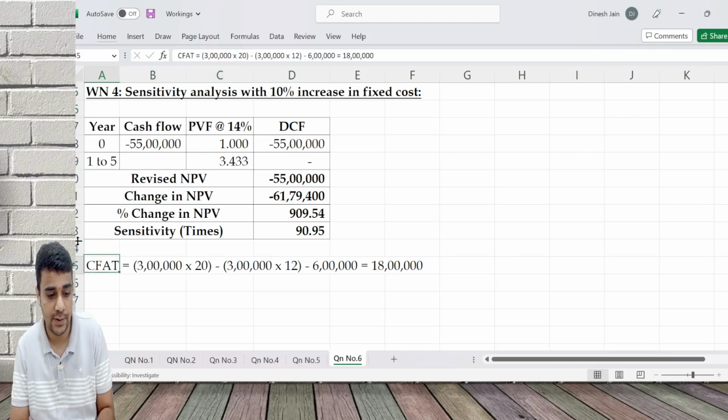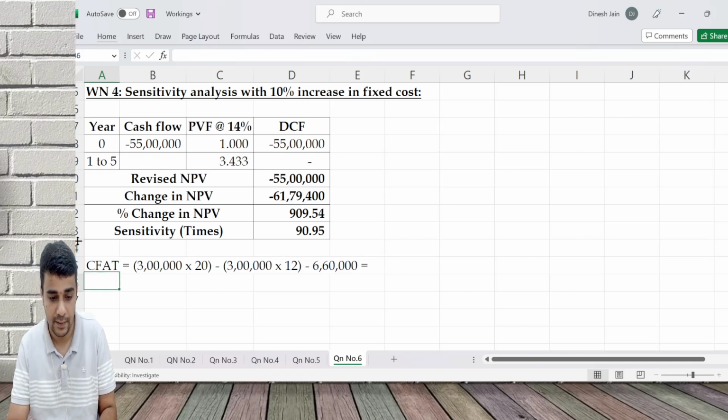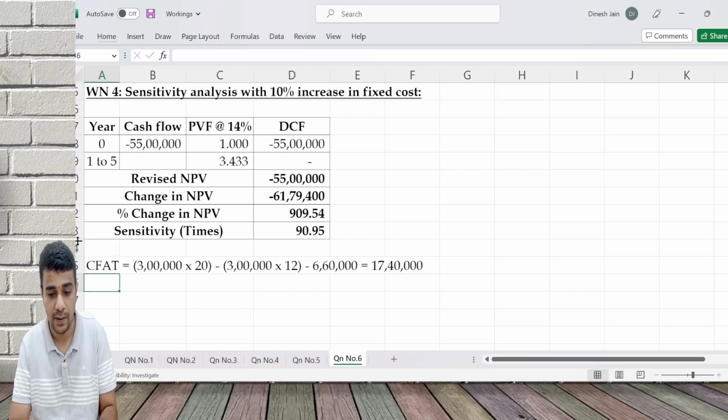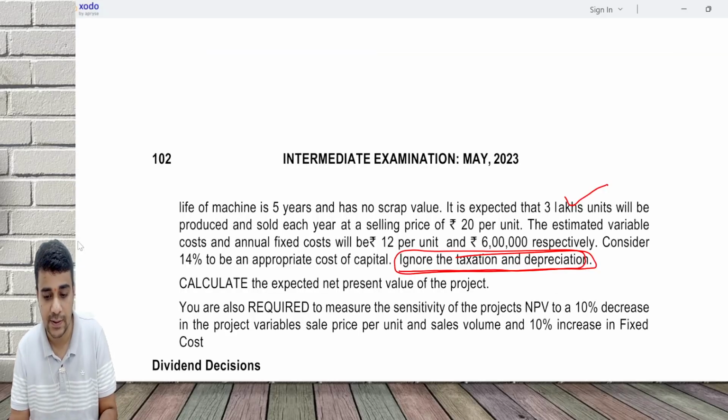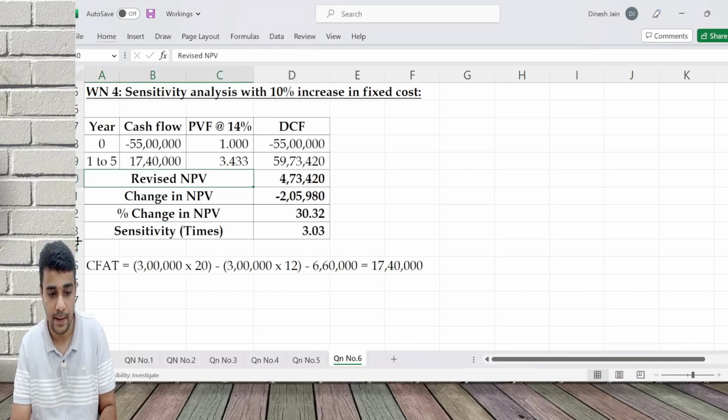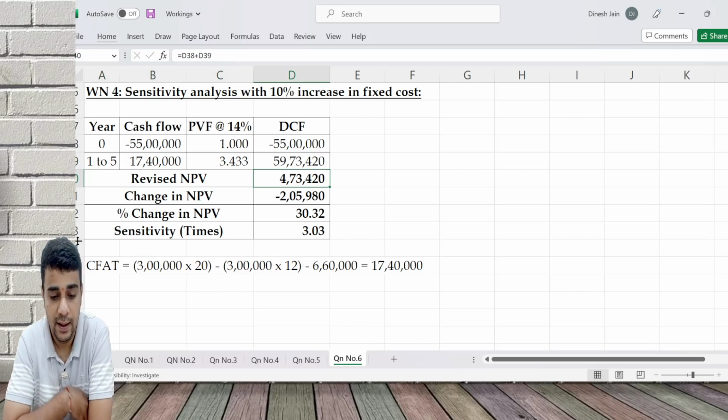The CFAT number is going to be 3 lakh into 20 minus 3 lakh into 12 minus 6 lakh 60,000. There is a 10% increase, so it is going to be 17 lakh 40,000. Third scenario was 10% increase in fixed cost. Here the NPV at least continues to remain positive.